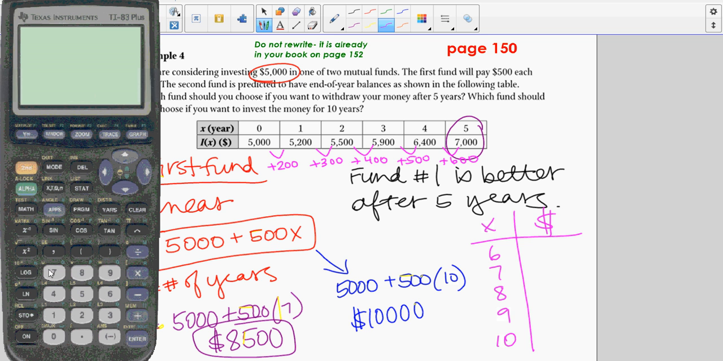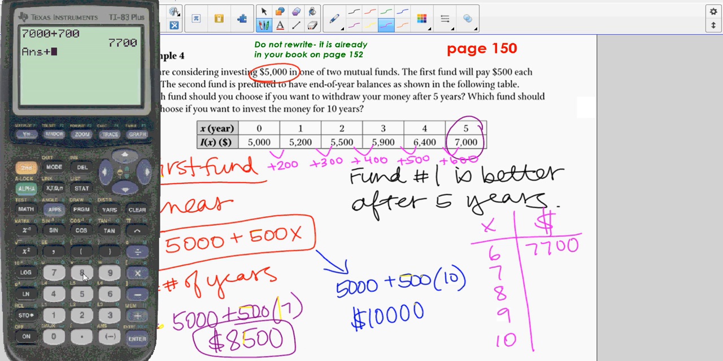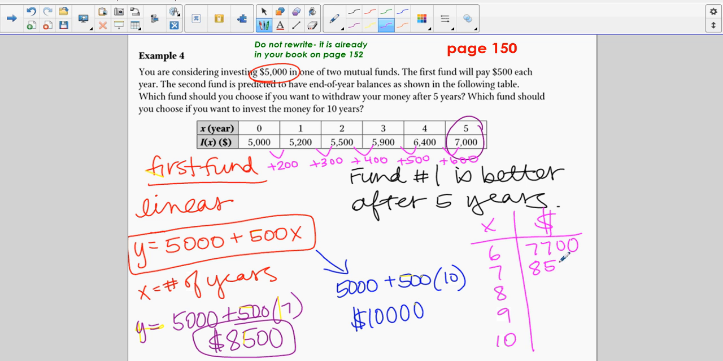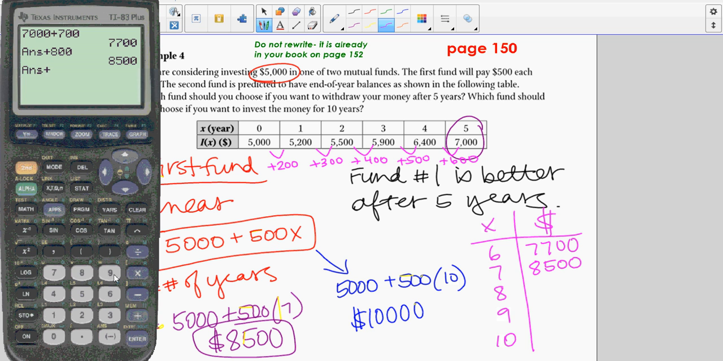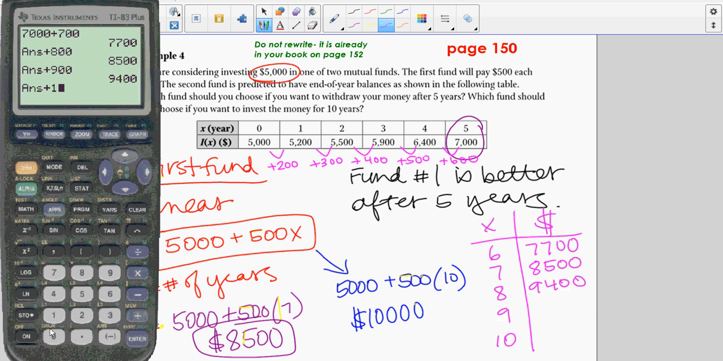So in year 5, we had $7,000. And then I would assume that we would add $700 to that. So this is going to be 7,700. And then, because we added 700, now we'll add 800. So we get 8,500. So we could probably stop there, but let's just keep going so you can see how this works. Then we're going to add 900. Then we're going to add 1,000, and so on and so forth.